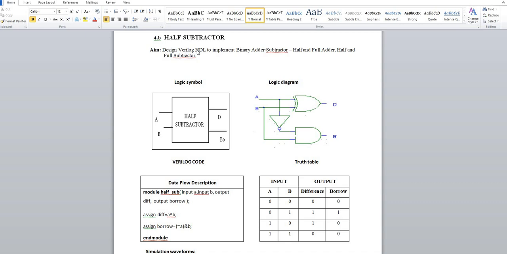So module is the keyword, endmodule is another keyword, and half subtractor is the name. In order to write the Verilog HDL implementation of the subtraction, inputs are A and B and outputs are difference and borrow, assigning the logic for difference as A XOR B and assigning the borrow as NOT A AND B in the module. So this is the data flow description for the half subtractor.